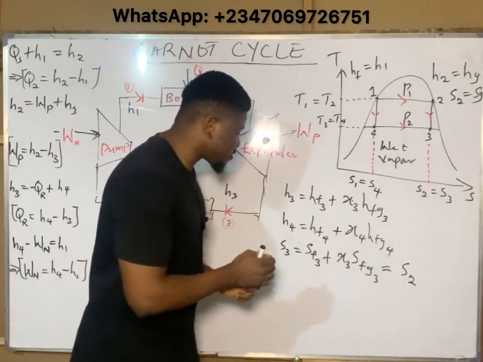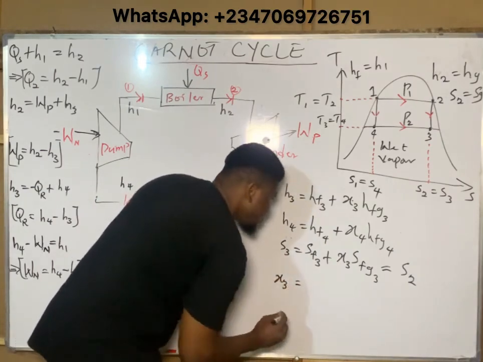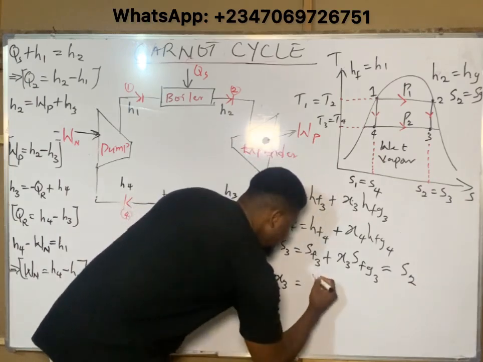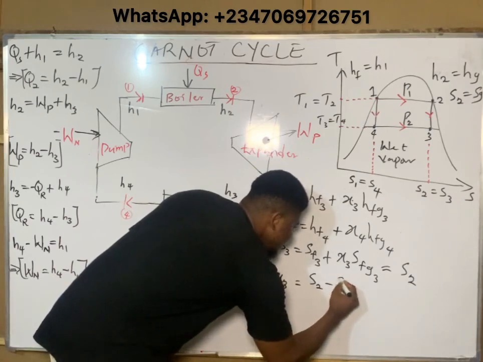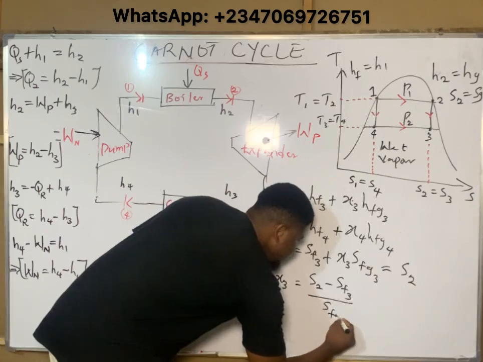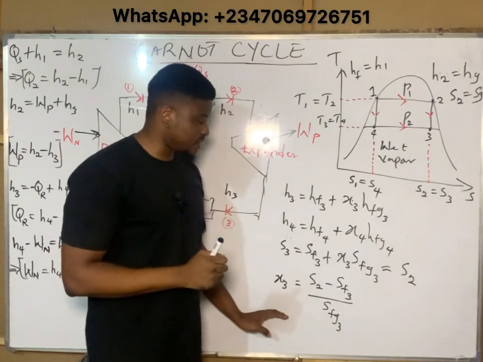If I get my dryness fraction, the equation is going to now be X3 is simply going to be equal to S2 minus SF3 all over SFG3. So with this, I can find my dryness fraction.